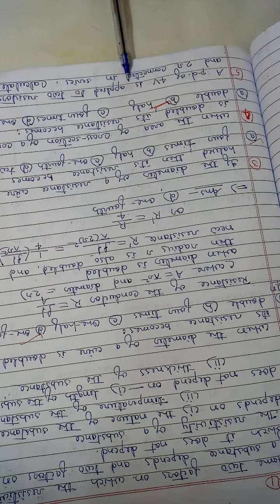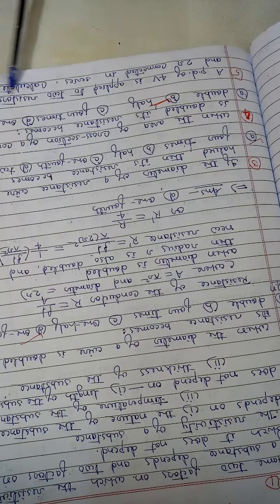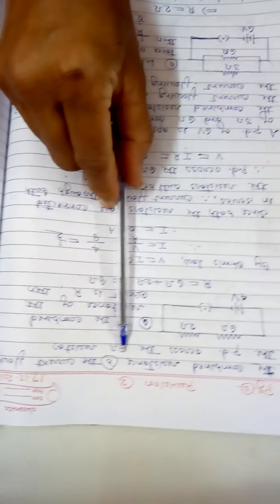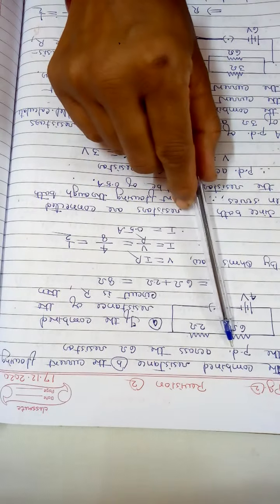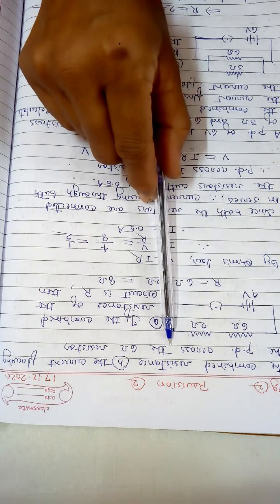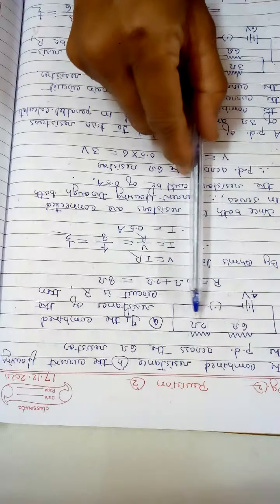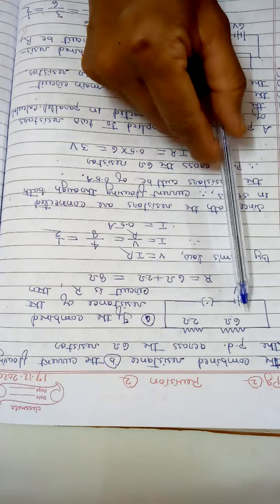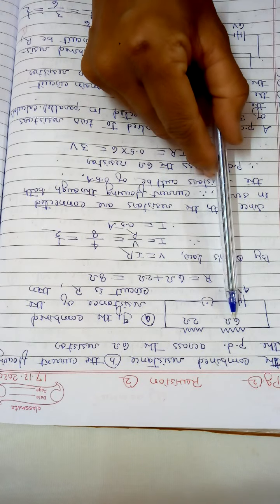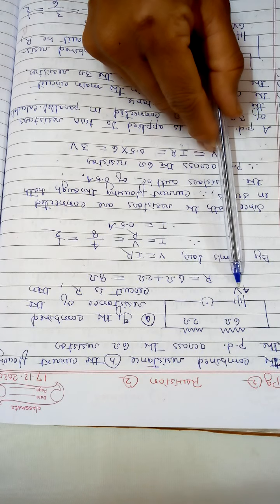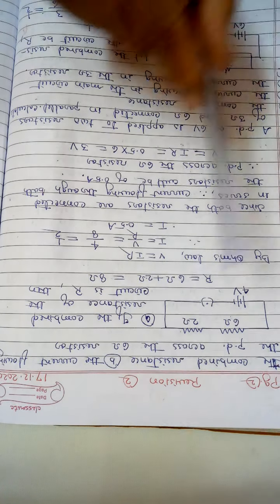Now a potential difference of 4 volt is applied to two resistors of 6 ohm and 2 ohm connected in series. Calculate the combined resistance and the current flowing. Third part, the potential difference across the 6 ohm resistor. First we draw the circuit diagram for the given components. They have been connected in series, so this 6 ohm and 2 ohm have been connected in series, and the potential difference is 4 volt.